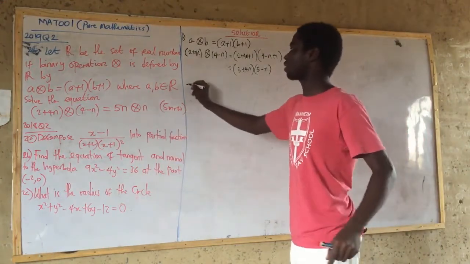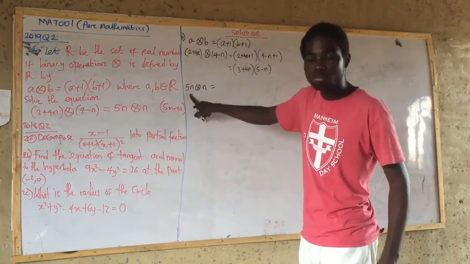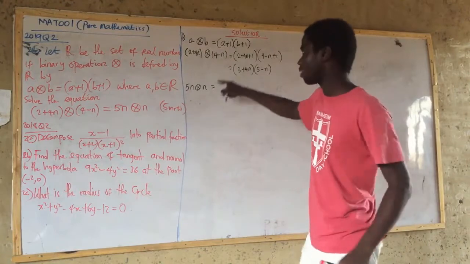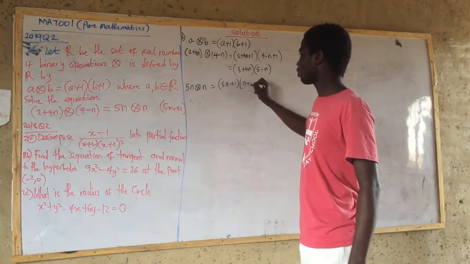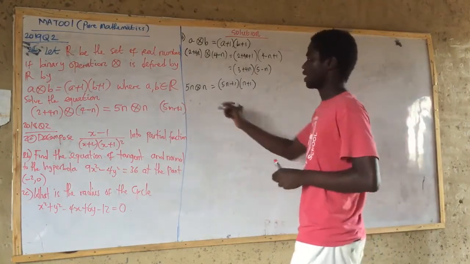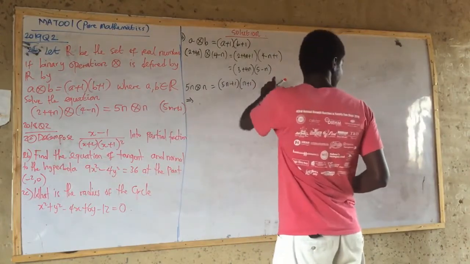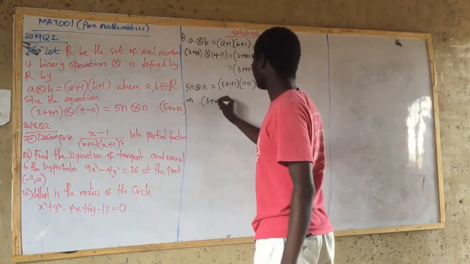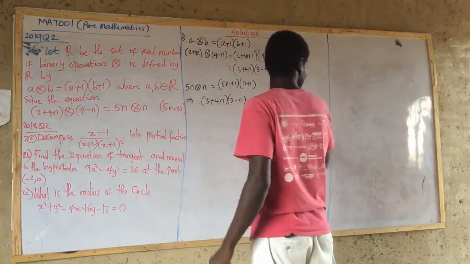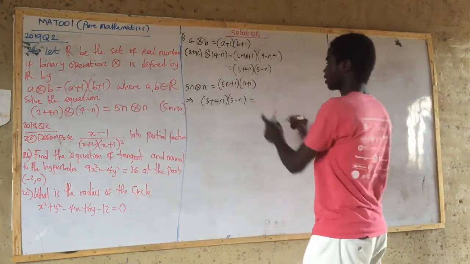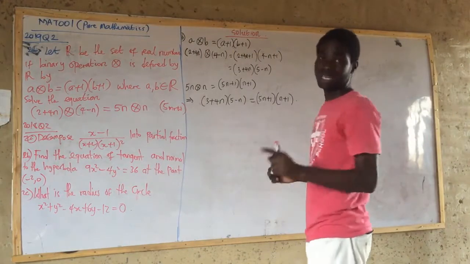Let's look at the right hand side. What is 5n operation n? It means anywhere you see A, put 5n, then B, n. So this one will be equal to (5n plus 1), then (n plus 1). So we equate the two together. Since they told me this one is equal to this, that is (3 plus 4n)(5 minus n) is equal to 5n operation n, which is (5n plus 1)(n plus 1). That's what we are going to have.